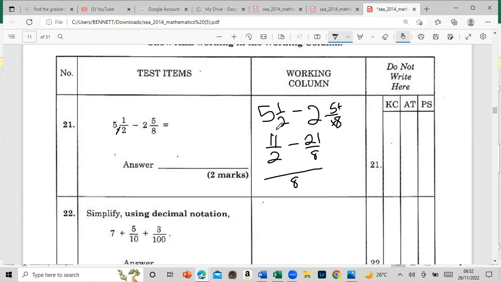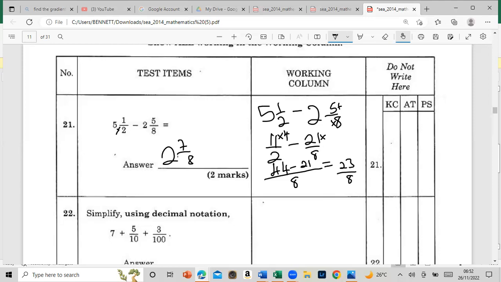So we multiply 11 by 4, that will give us 44, minus 21, as 8 goes into itself 1 time. We just subtract, and that's 23 over 8. 8 times 3 is 24, so it's 2 with 7 remaining, because it was only 23 over 8. So that's 2 and 7/8.